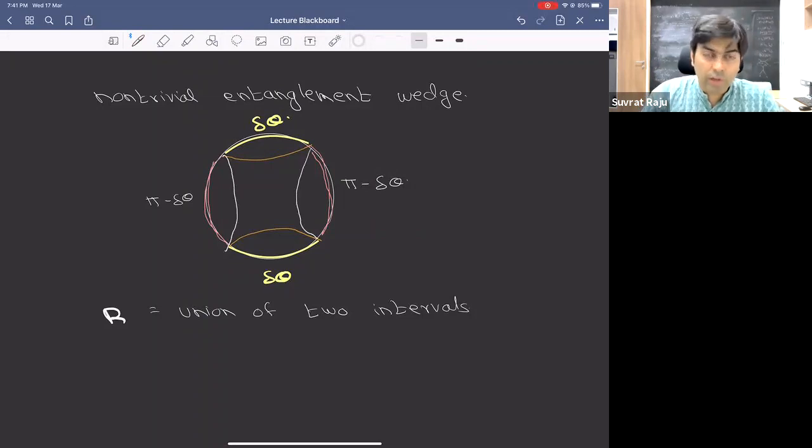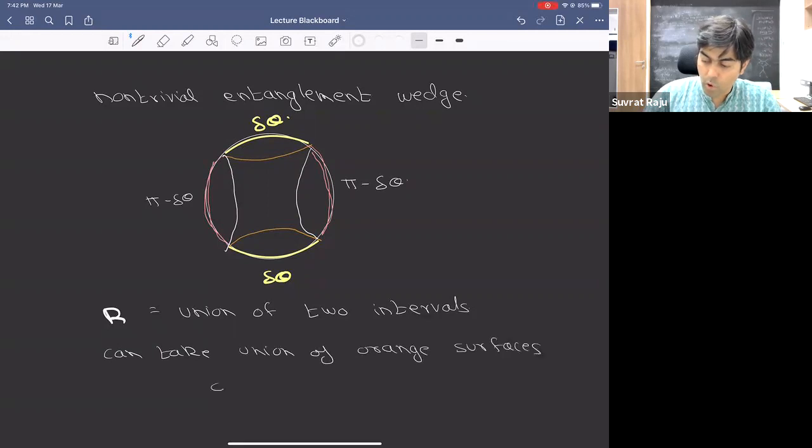But notice now that the white surfaces are also good. They also satisfy the homology constraint for the union of the yellow intervals. So you see that for both R and for R complement, if I wanted to compute the entropy, I have now a choice of two RT surfaces in the bulk. We can take the union of orange surfaces or the union of white surfaces. Both of these surfaces are good for computing the entanglement entropy of the union of these two regions. And the question is, which surface should we choose?